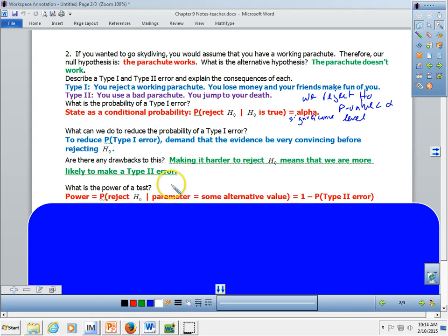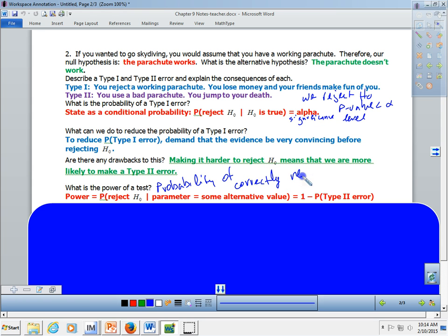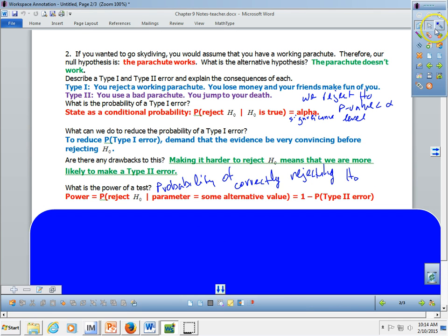We can say that a different way, right? The power is the probability of correctly rejecting the null hypothesis, right? So the power, again written as a conditional probability, is the probability that we reject H0 given that H0 is false. This is what this means. The parameter equals some alternative value. This basically means that H0 is false, okay?